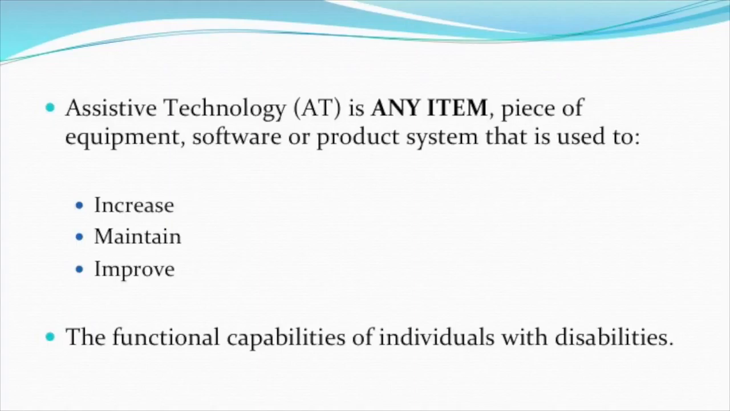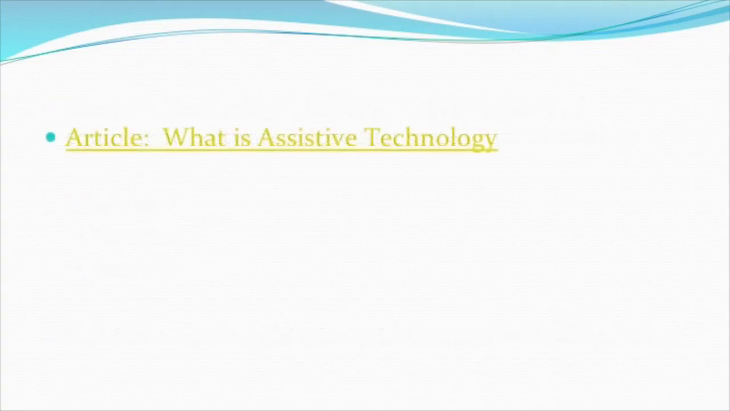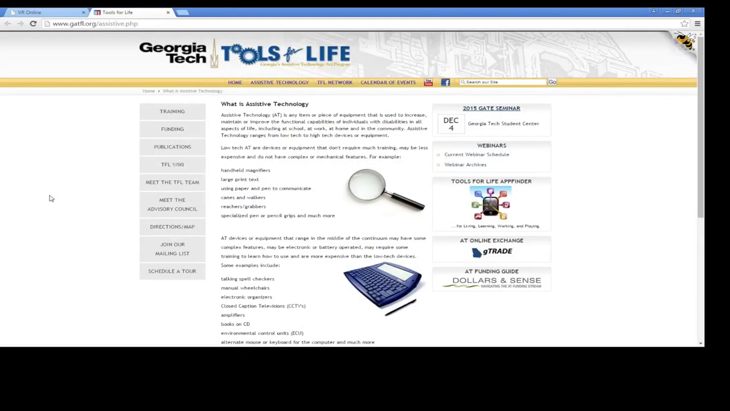Assistive technology is any item, piece of equipment, software, or product system that is used to increase, maintain, improve the functional capabilities of individuals with disabilities. Here is a resource in the web portal, an article which explains what is assistive technology. This is an article from Georgia Tech, Tools for Life.